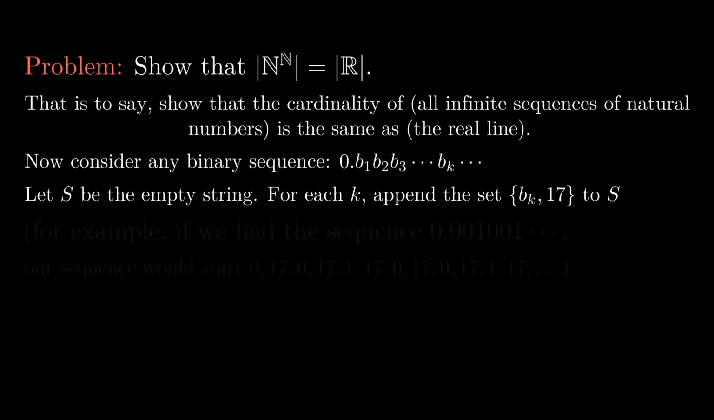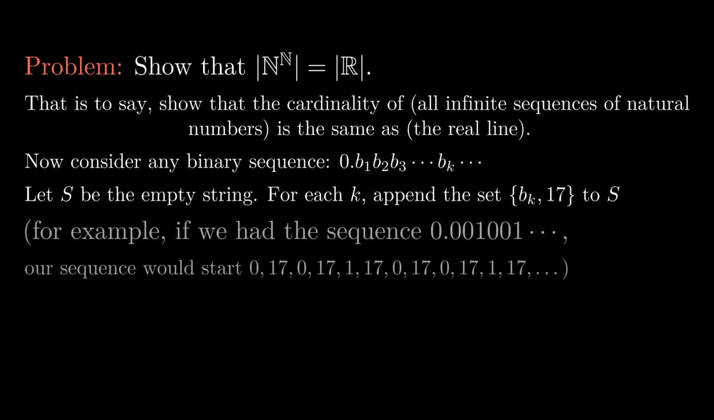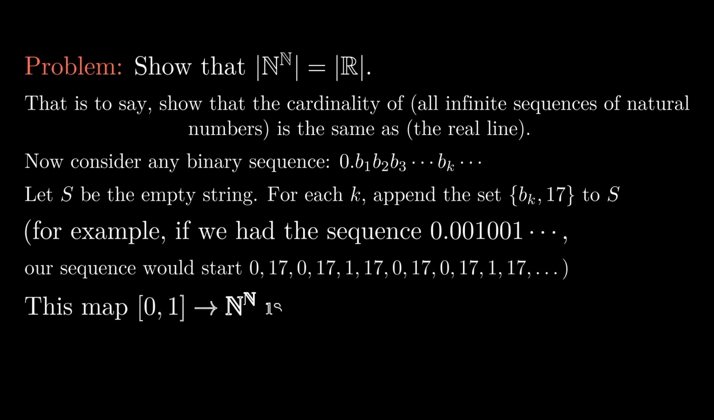So for example, if we take the binary sequence 001, 001, then our sequence of integers is going to be 017, 017, 117, 017, 017, 117, and so forth. Now, of course, the 17 is a bit arbitrary. I just had to pick some number that's not 0 or 1. It's very clear from this sequence that this is an injective map. If you give me two binary sequences that differ at some place, then this sequence of integers is going to differ at exactly that place. So you can really think of the 17s as kind of little bookmarks that tell you where the digits are.